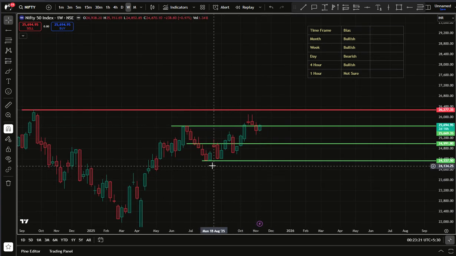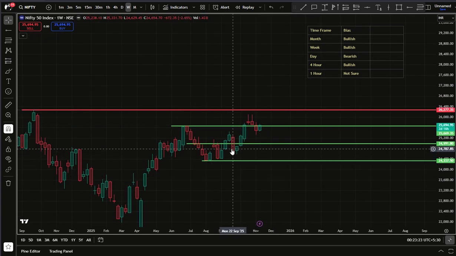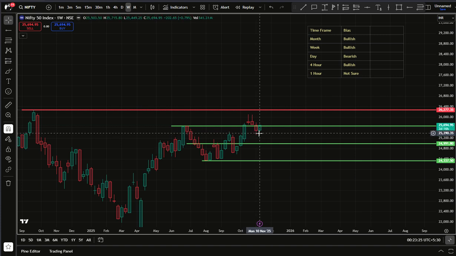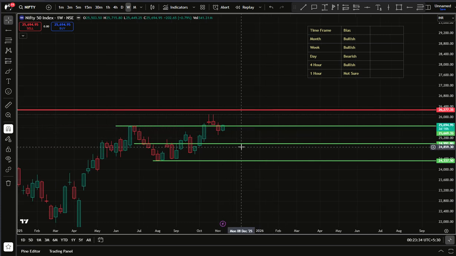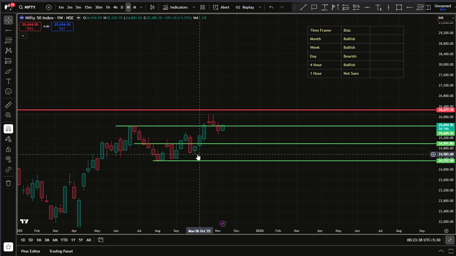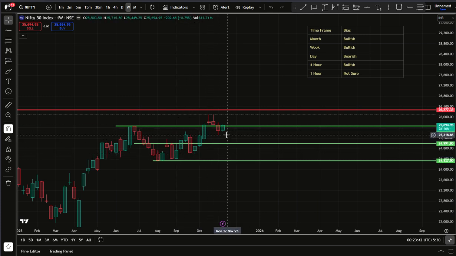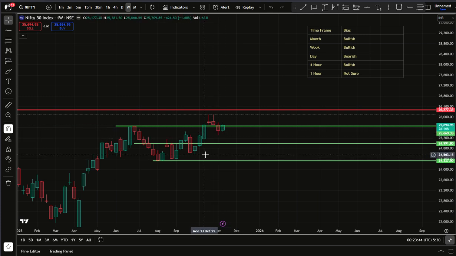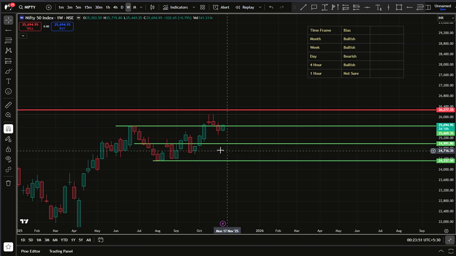Here the bias is bullish again. This is a low, this is a higher low, and this looks like it's forming a higher low. We still have a few days for the weekly candle to close. So let's see. Even if this low is taken out, still we have two higher lows. So ideally, for this bias to be invalidated, this particular low has to be taken out, and that level is 24,600.